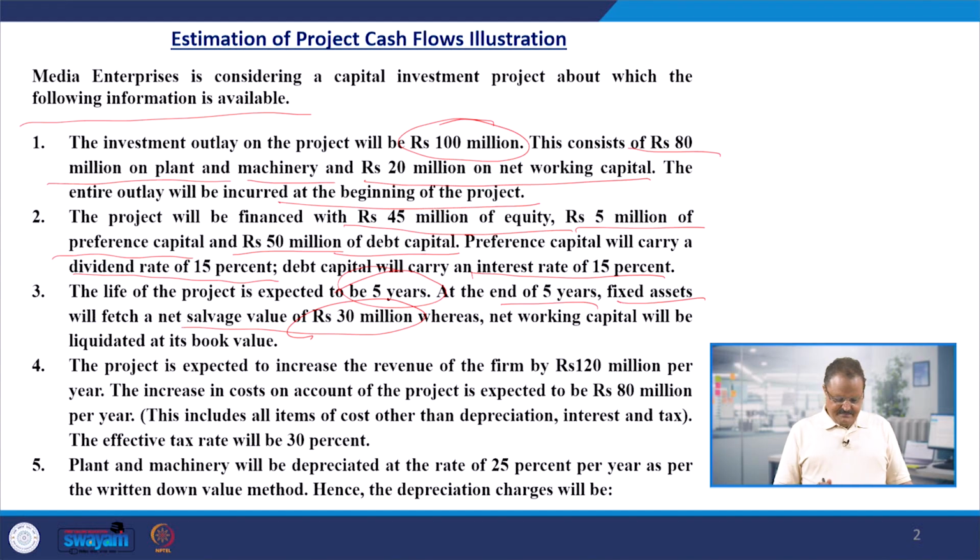The project is expected to increase the revenue of the firm by 20 million, right? So it means every year the project is going to add to the existing firm, because it's a project going to be owned by the existing firm. So 120 million of the revenue would be added by the project per year, and the increase in the cost on account of the project is expected to be 80 million.